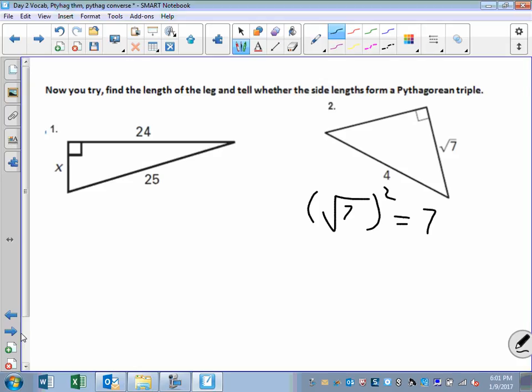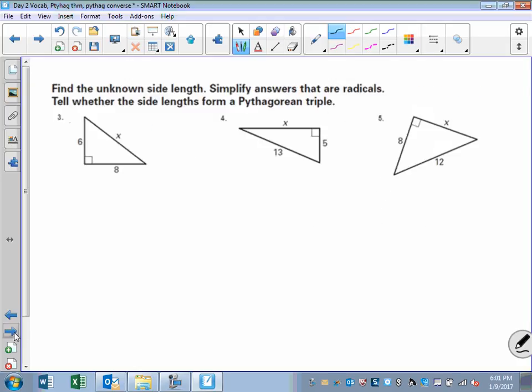Now I've been talking about Pythagorean triples because for these three you have to say whether they're Pythagorean triples or not. And that's just when you do a squared plus b squared equals c squared, your answer should be whole numbers. Okay? So I'm going to show you the first one, number 3. I'm going to say whether it's a Pythagorean triple or not. So remember, Pythagorean triple means whole numbers.